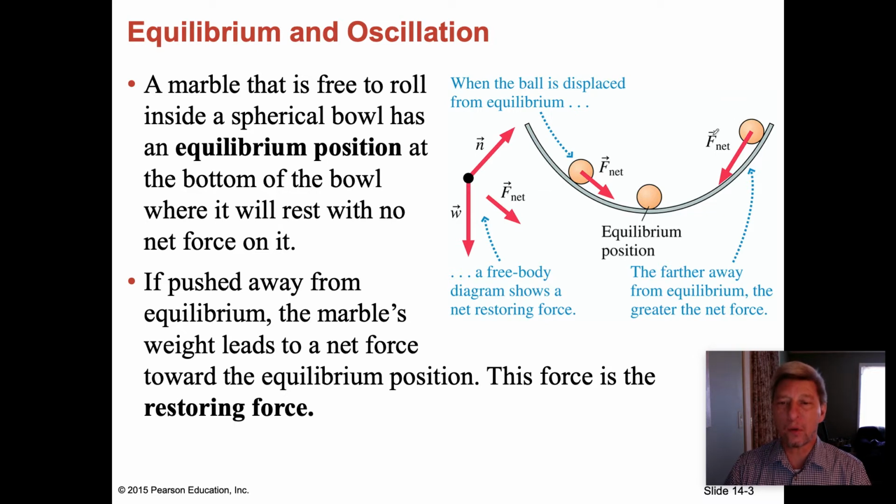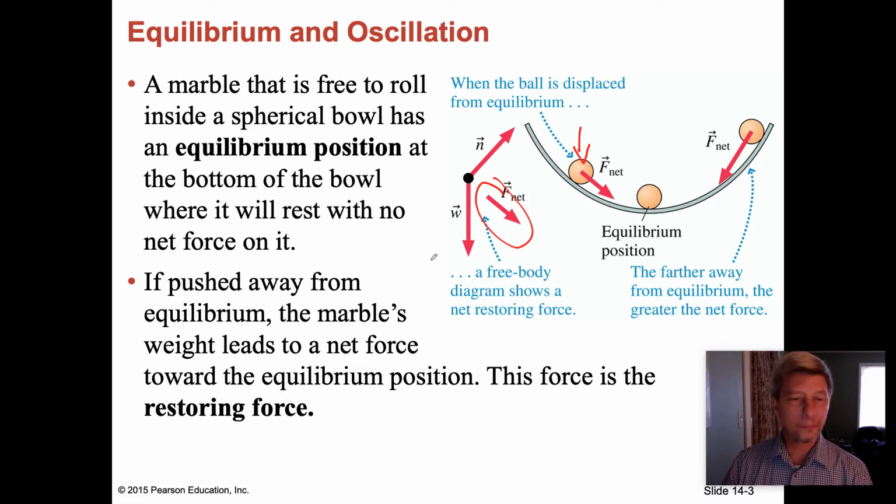At any other location, the normal force and the weight are pointing in two different directions, and therefore you end up with a net force. For example, at this position right here, the free body diagram shows the weight obviously going directly downward, but the normal force is perpendicular to the surface of the bowl at that point. If you add these two forces together, you end up with a net force that looks something like this, as drawn here.